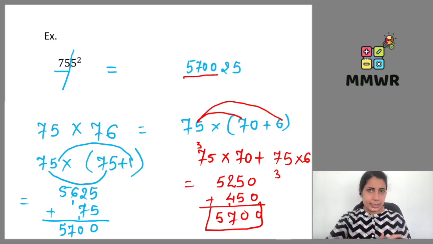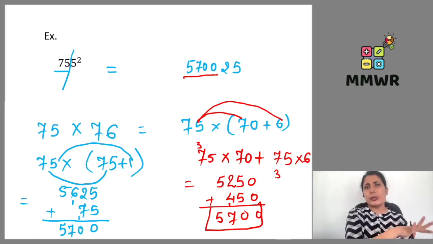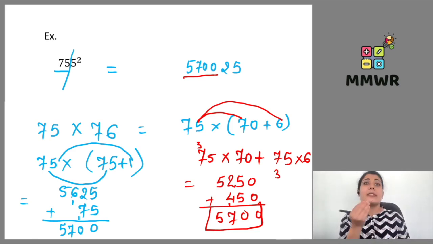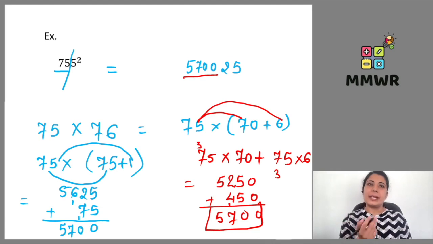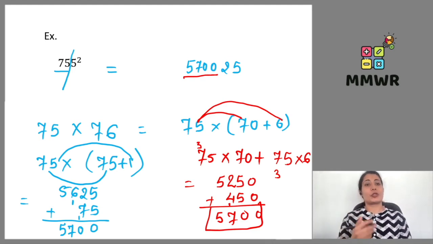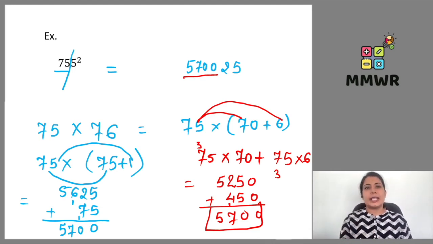So here we can write this 76 as 75 plus 1, so that 75 will be multiplied with 75, which is again very less time taking. We simply have to take the square of 75 only, and then 75 will be added to the square of 75. So easy it is. Or we can take the help of the distributive property, by writing 76 as 70 plus 6. So I hope you understood how this method is actually going to save a lot of time.